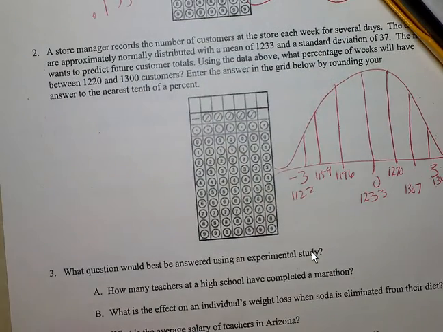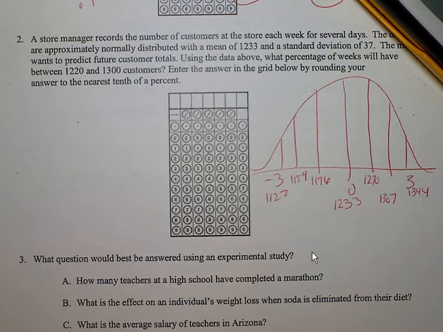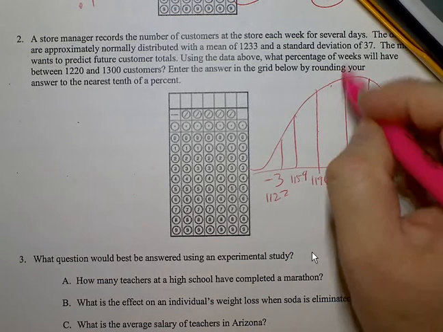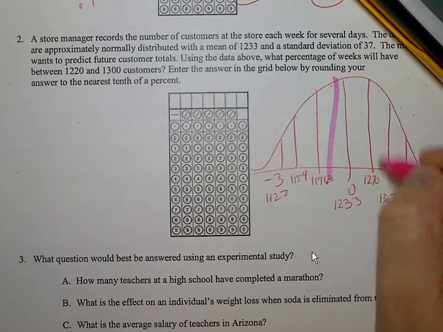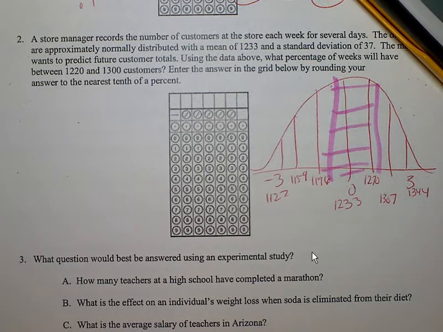Down here, I've already filled in the numbers below. Now I need to identify where 1220 lies. So 1220 is somewhere in here, and 1300 is somewhere here. So in both cases, they do not lie on the lines. That's when you know you have to use the normal CDF. So grab your calculator.